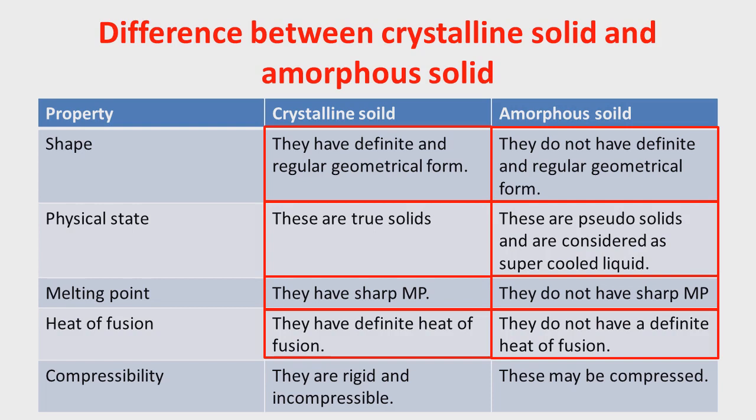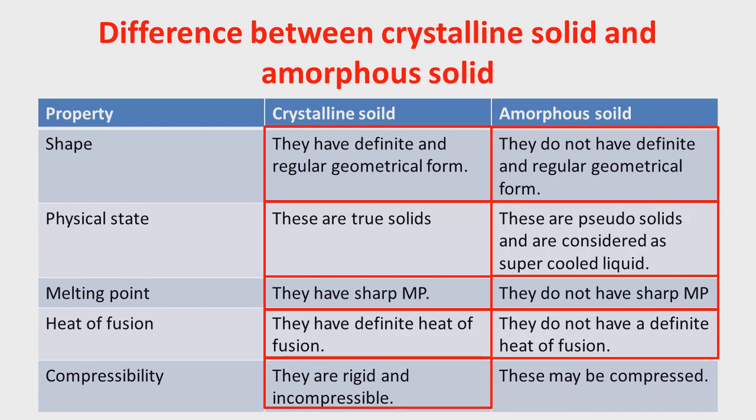It is because the arrangement of constituent particles in amorphous solids is irregular, and therefore different bonds are present in amorphous solids, and the energy we require to break these bonds is different, and therefore they do not have a definite heat of fusion.